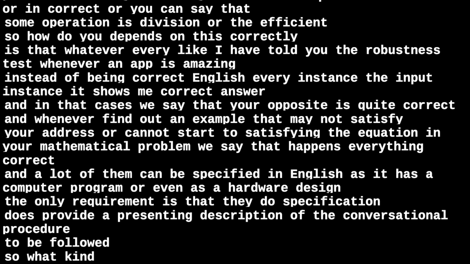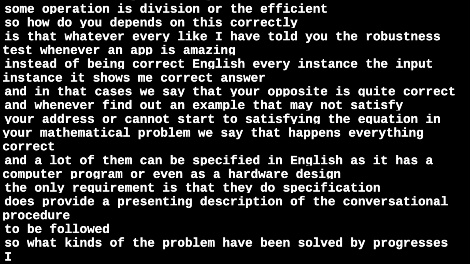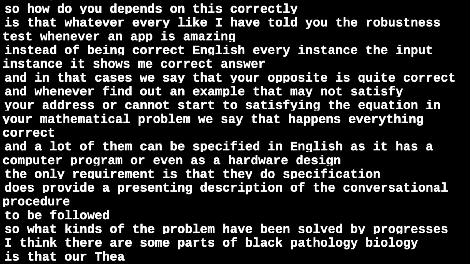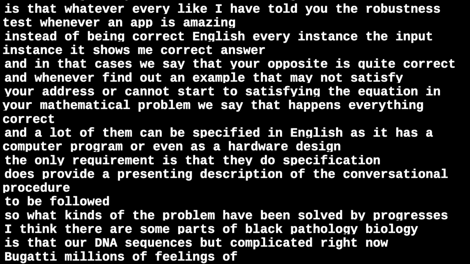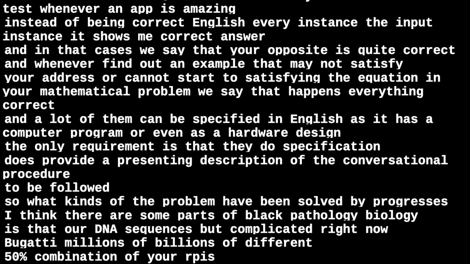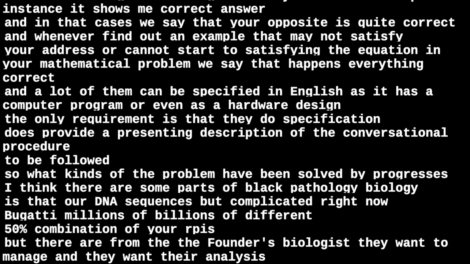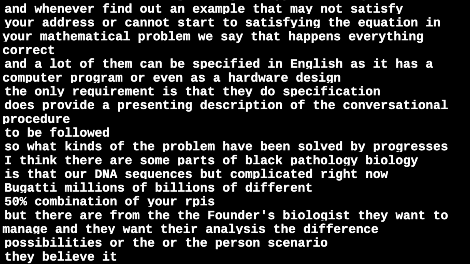So what kinds of problems can be solved by algorithms? I think there are some parts of biology where our DNA sequence is quite complicated, right? We have millions or billions of different combinations of our DNA sequence. Biologists want to manage and analyze the different possibilities or scenarios of DNA sequences. They will need algorithms to help them.